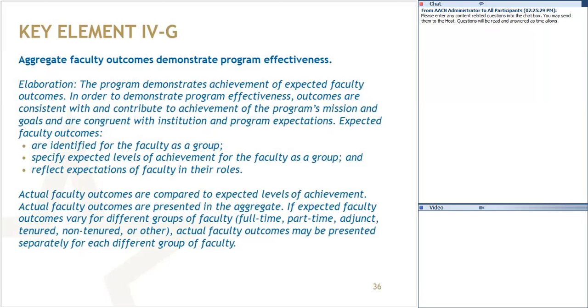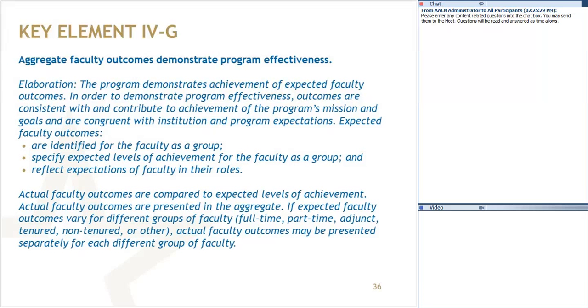So here in 4G, you are identifying expected levels of achievement for those outcomes for faculty as a group. And then we're also going to ask you to tell us what the actual faculty outcomes are. Now note here, as Deborah talked about in the beginning, we are only asking for data related to aggregate faculty outcomes. We are not asking for specific achievements of individual faculty members. In 4G, we're asking you to give us the expected aggregate faculty outcomes and the actual faculty outcomes. We're asking you to present those data, and the data obviously needs to be measurable.